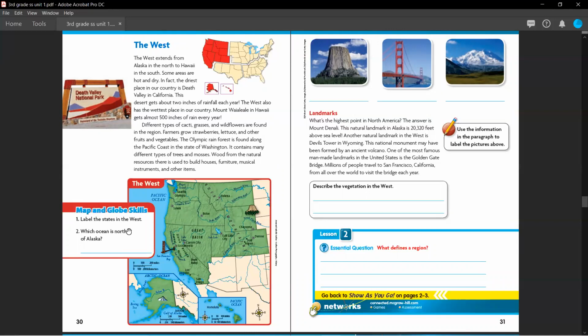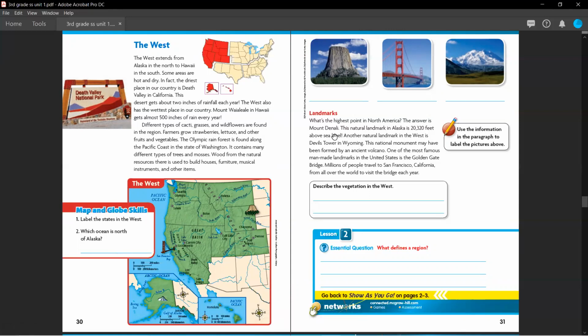Number 1, label the states in the West over here, and remember to label this one as well. And number 2, which ocean is north of Alaska? So take a look at, this is where we've got Alaska. Figure out which ocean is to the north of Alaska and write it down on the line.